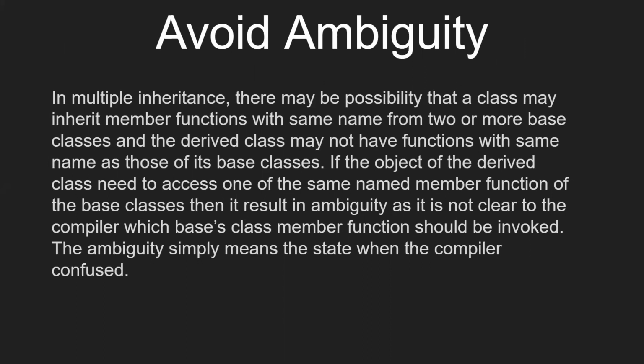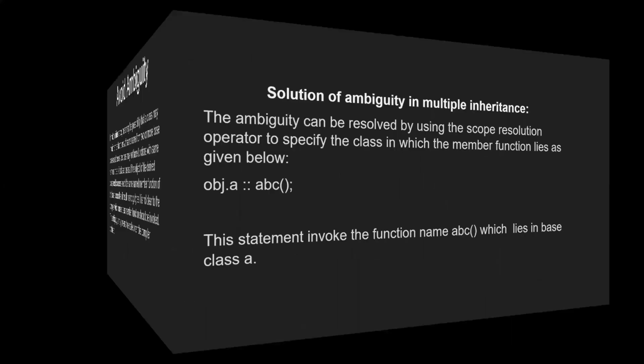In multiple inheritance, there may be a possibility that a class may inherit member functions with the same name from two or more base classes, and the derived class may not have functions with the same name as those of its base classes. If the object of the derived class needs to access one of the same-named member functions of the base classes, then it results in ambiguity, as it is not clear to the compiler which base class member function should be invoked. The ambiguity simply means the state when the compiler is confused.